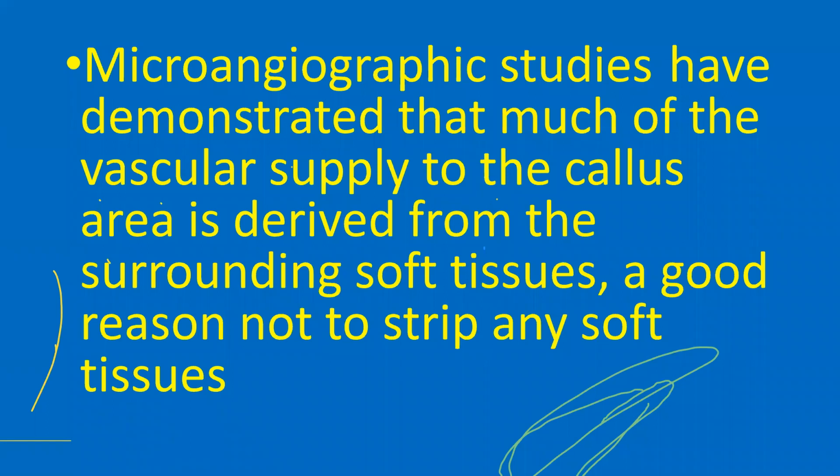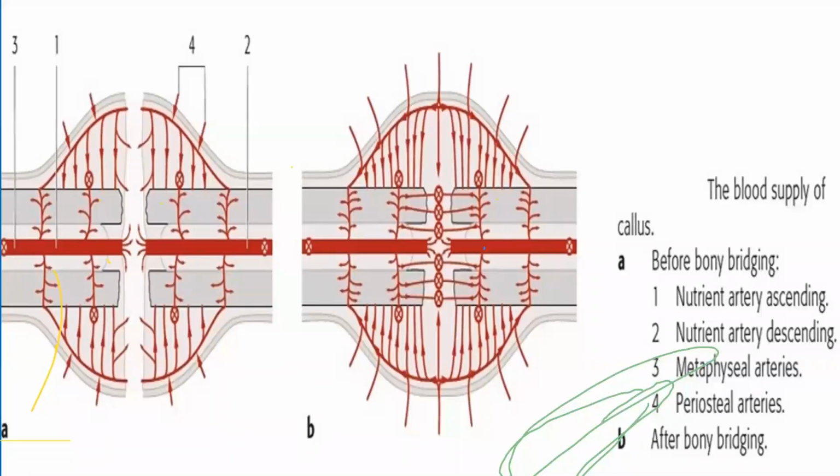Microangiographic studies have demonstrated that much of the vascular supply to the callus area is derived from the surrounding soft tissues, which I have repeatedly mentioned. And this is a good reason not to strip any soft tissues. This shows you how the blood supply surrounding the fracture site is very important. You should not strip the periosteum because through these, the return circulation occurs.